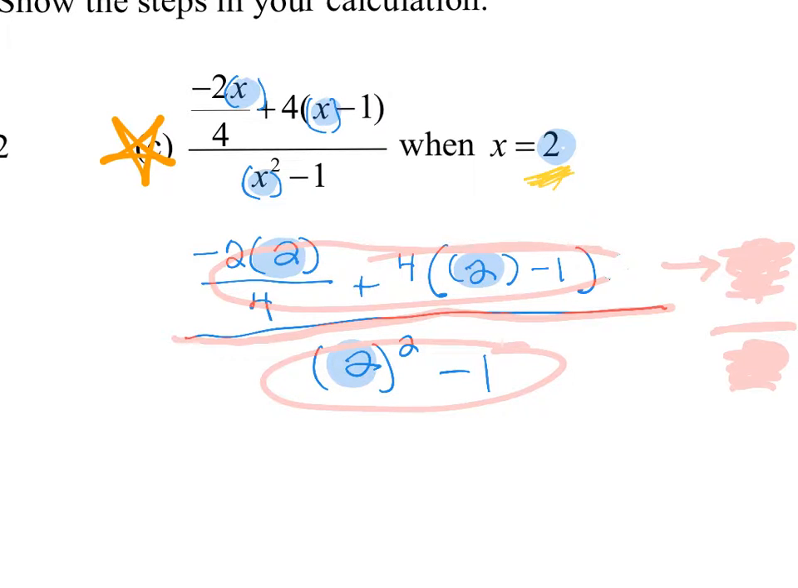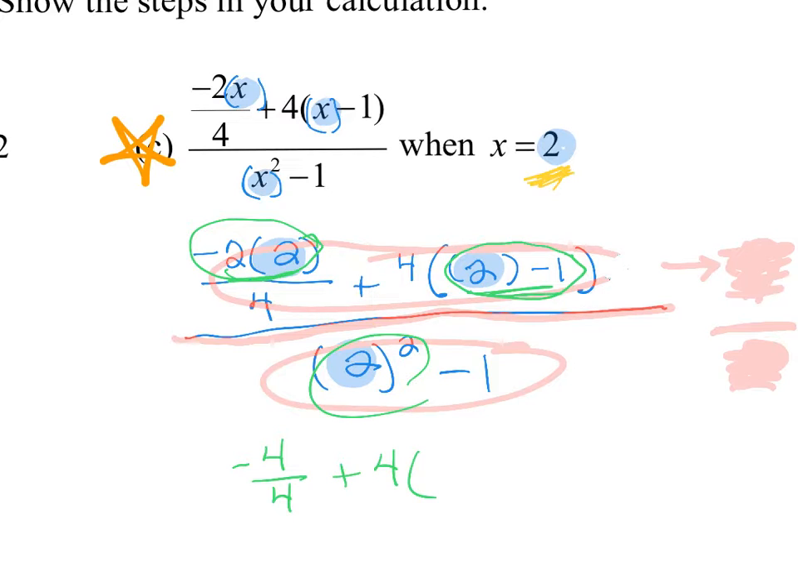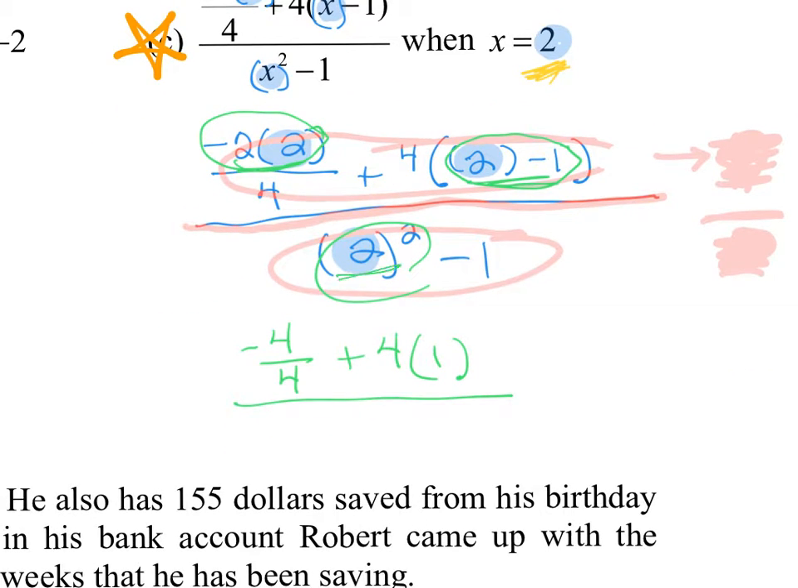All right, so within the numerator, I'm going to take care of a couple of things at once. We can kind of combine steps here. I'm going to do this multiplication. I'm going to take care of what's in these parentheses. And in my denominator, I'm going to take care of the exponent. So that's going to give me -4 divided by 4 for my -2 times 2, plus 4 times 2 minus 1 is 1, divided by 2 squared is 4 minus 1. And so now we've taken care of everything that we can in our first step.